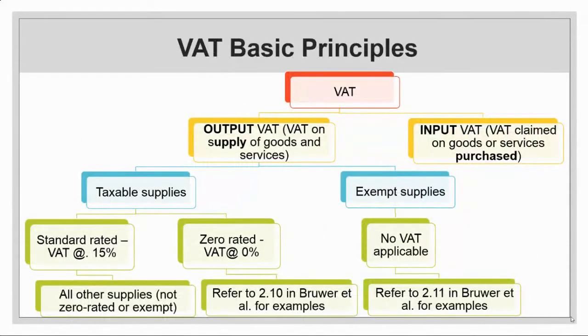Okay, now let's look at the basic principles. Now your VAT is split into output VAT and input VAT. Now your output VAT is what is raised on the supply of goods and services, and then we go split that between taxable supplies, exempt supplies. Now your taxable supplies can be split into two categories again, your standard rated and your zero rated supplies. Now, when you get a question, you will have to determine whether the information they've provided, does it relate to a taxable supply or exempt supply? If it is an exempt supply, no VAT will be applicable to that.